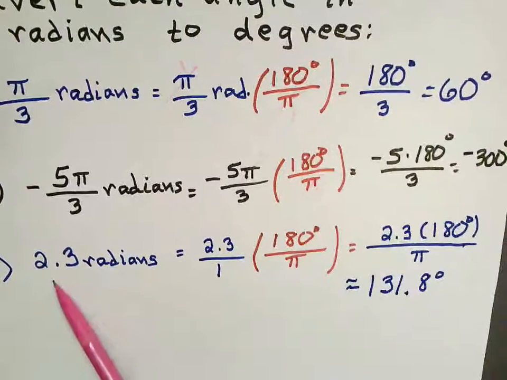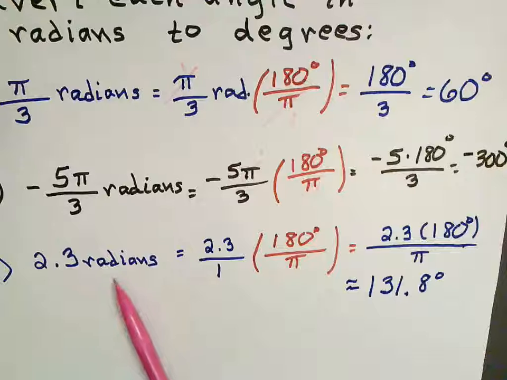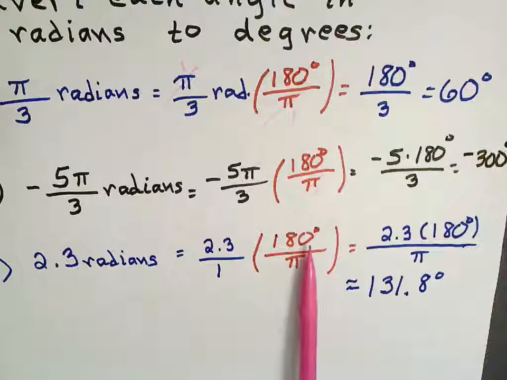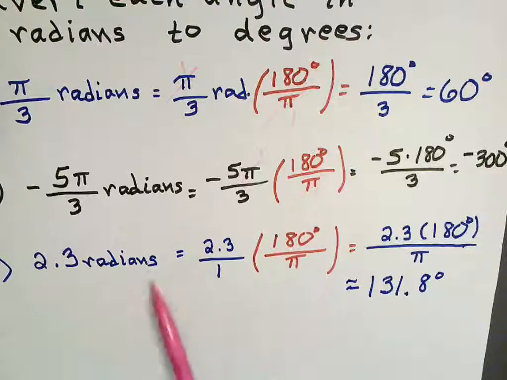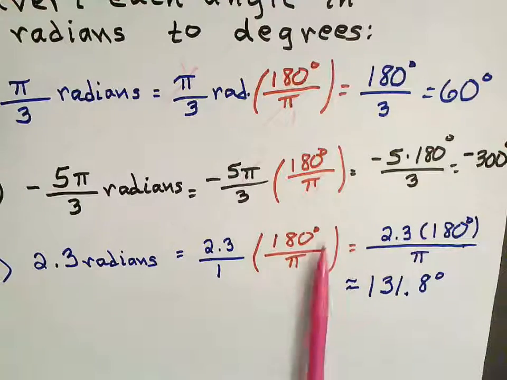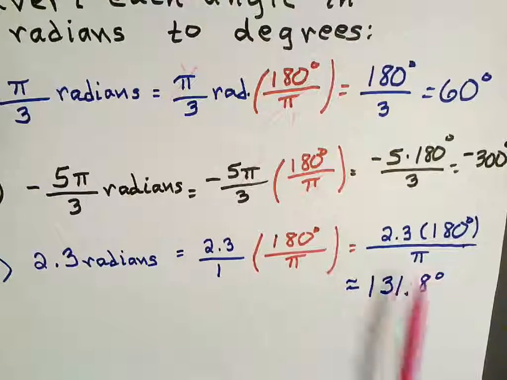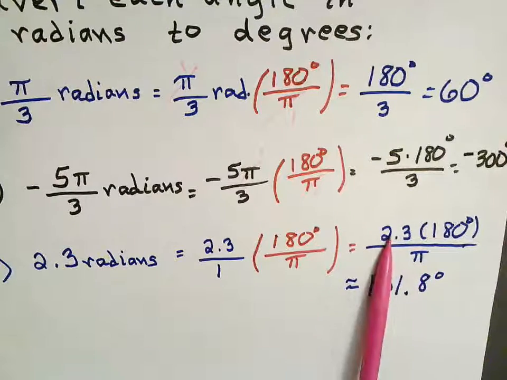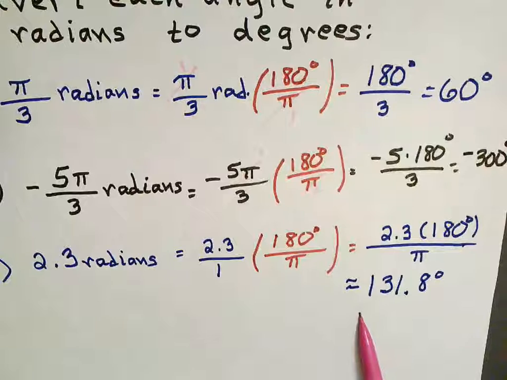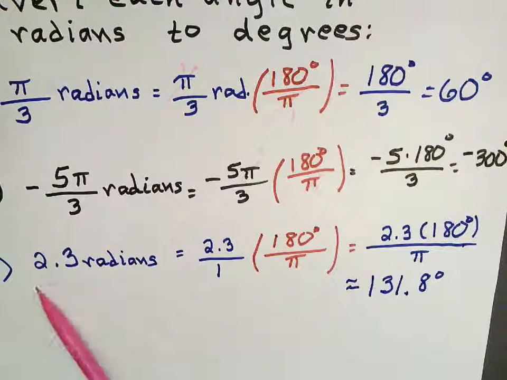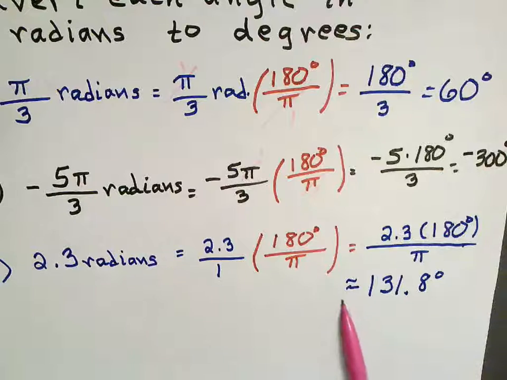Here we have 2.3 radians. Remember I said a radian is just a real number? I don't have a pi here, but I still use the same conversion factor for changing radians into degrees, 180 degrees over pi. I multiply my two numerators, multiply my two denominators, use my calculator to divide, and I'm getting approximately 131.8 degrees. So 2.3 radians is approximately 131.8 degrees.